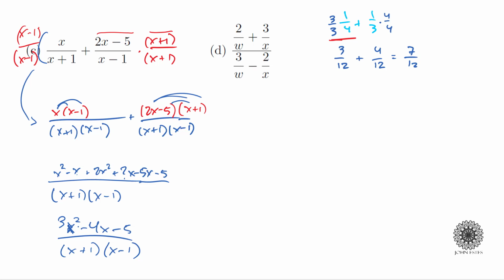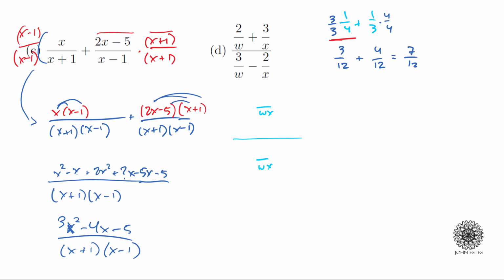Okay, for part D, this looks really complicated, right? Because we have fractions within fractions. But the same idea applies. All you're trying to do is get these together. You need to get the numerator to have a common denominator and the denominator have a common denominator. So what that means is I can tell that my numerator is going to have a common denominator of wx, and actually in this case the denominator will as well.